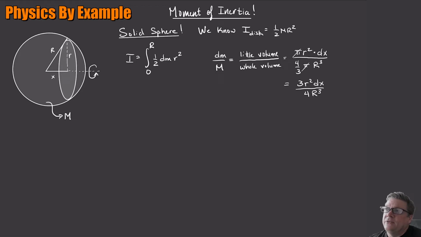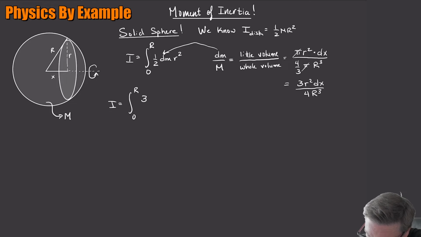Now I can plug that into here. Let's see what we get. So the moment of inertia is then going to be the integral from 0 to R. I got my 3 over 4, but I've already got a half in there to begin with, right? So this is going to become 3. I'm going to have a big M.